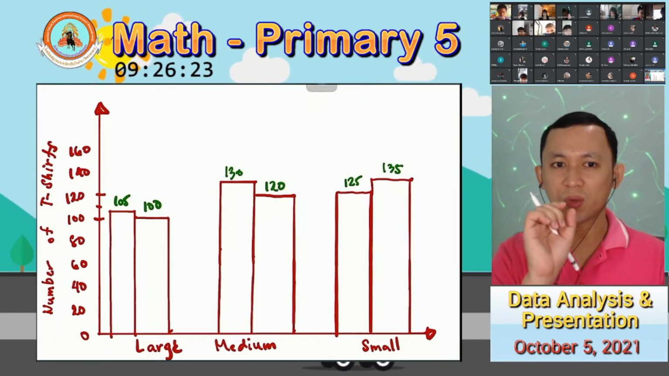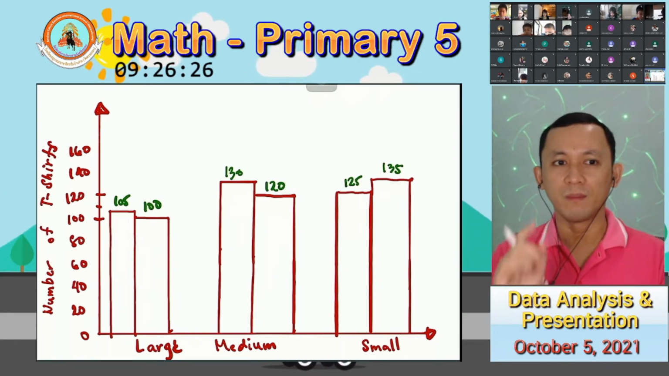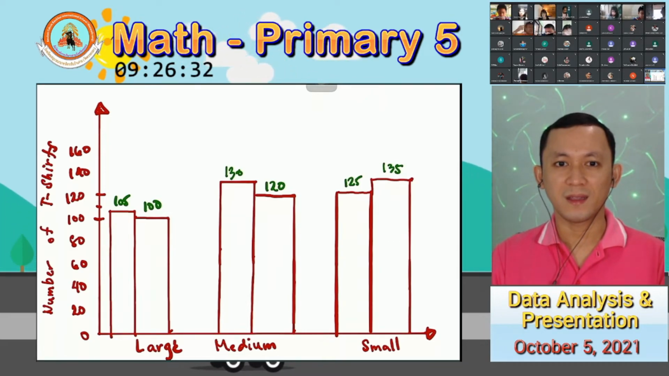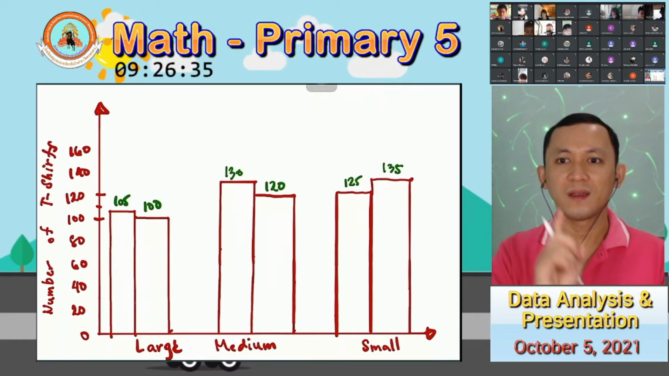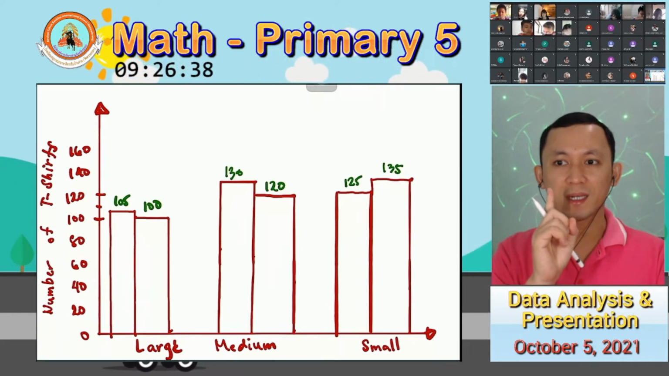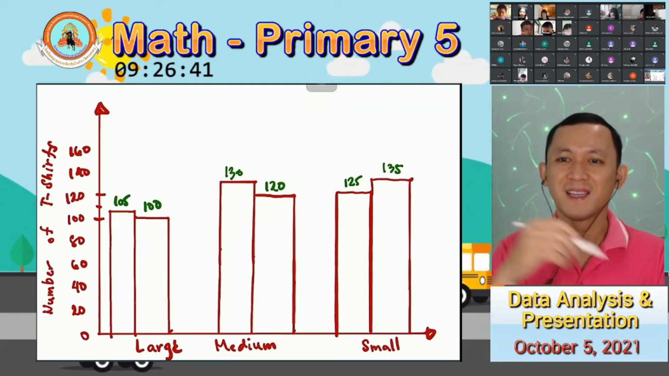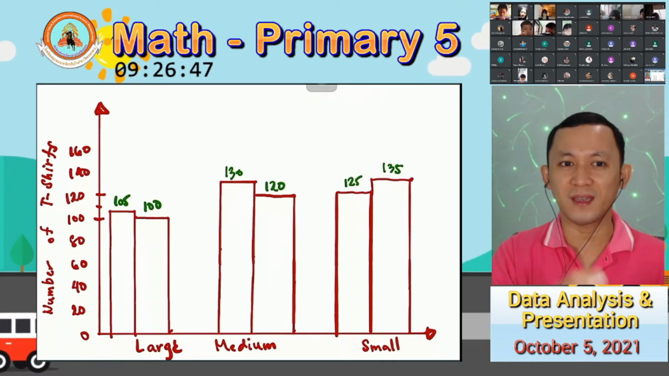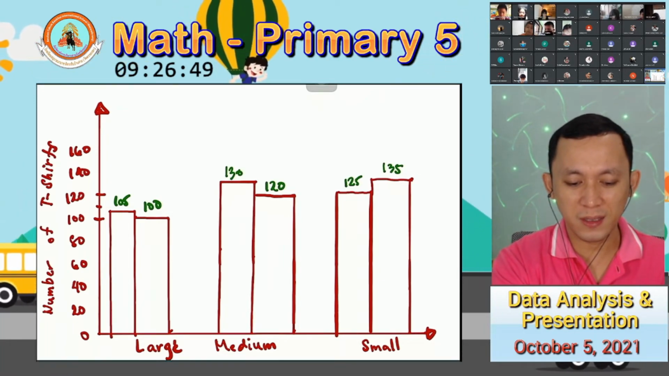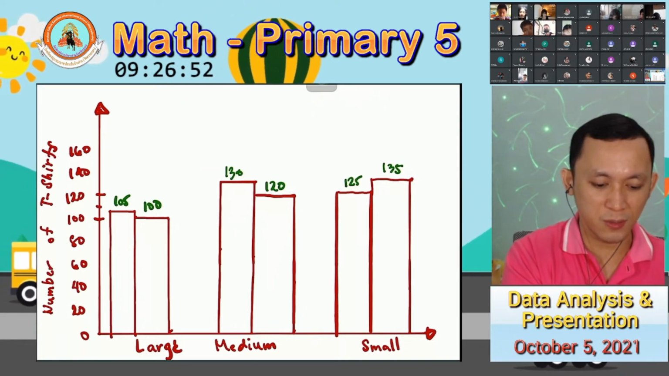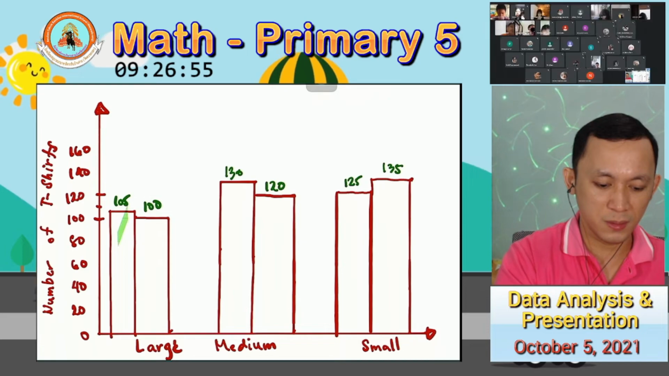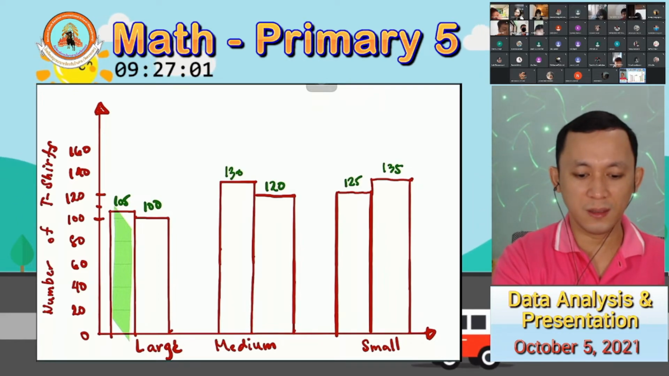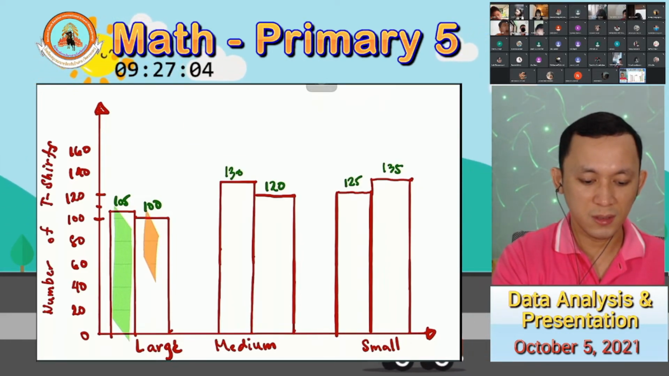You need to color your bars. When you color it, just use one color. Okay, do not combine, or well, you can combine, up to you, but make sure that your legend is clear. So for example, this is example, this is green. And then teacher, this is orange. Okay, just example.